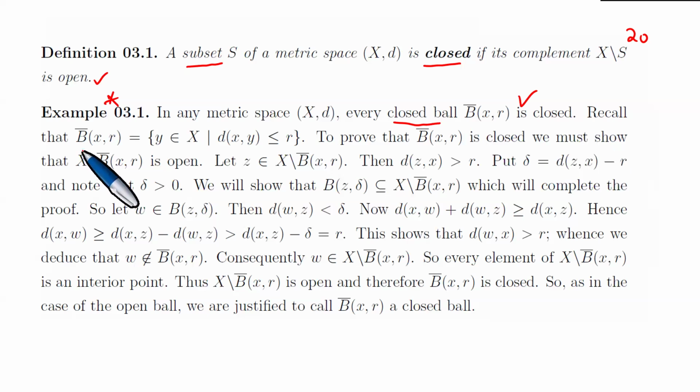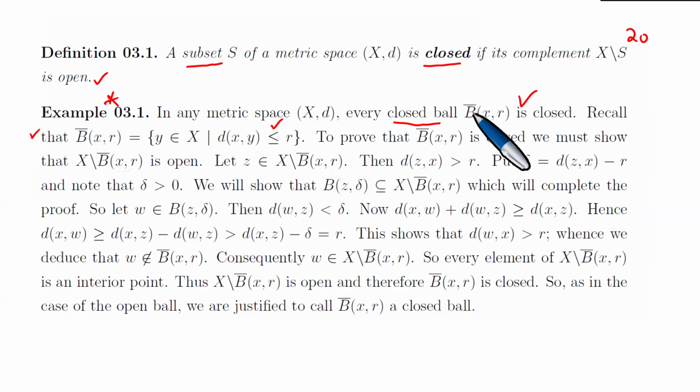Recall that the definition of B bar of (x, r), in other words, the closed ball of center x and radius r, contains all y in X such that the distance between x and y is less than or equal to r. Now, to prove that B bar of (x, r) is closed, in other words, that it is a closed set, we must show that its complement is open.